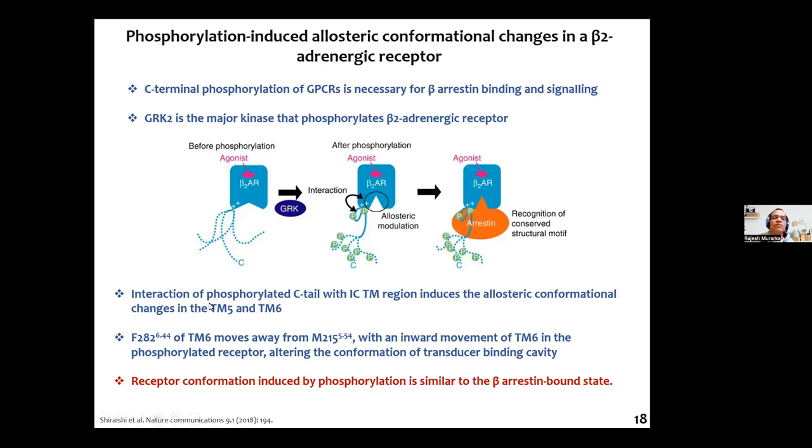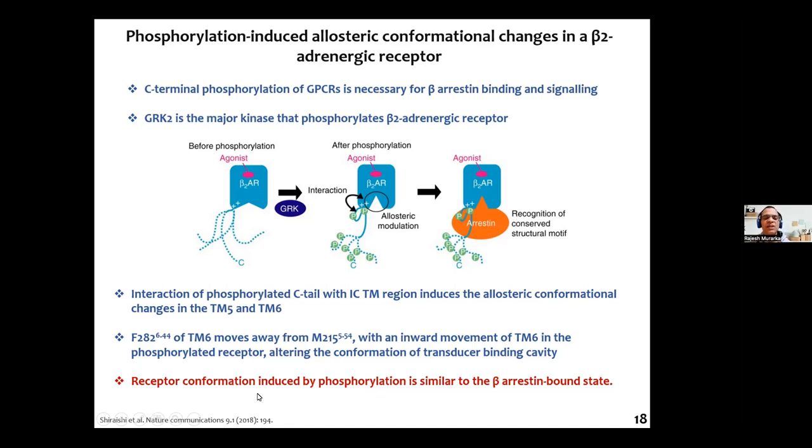What they found is that in this conformational change in the transmembrane domain, particularly the phenylalanine F282 from TM6, this residue moved away from another residue, a methionine from TM5. That change in the TM domain couples with an inward movement of transmembrane 6 in the phosphorylated receptor. And this inward movement of transmembrane 6 allows the beta-arrestin to bind with the receptor.